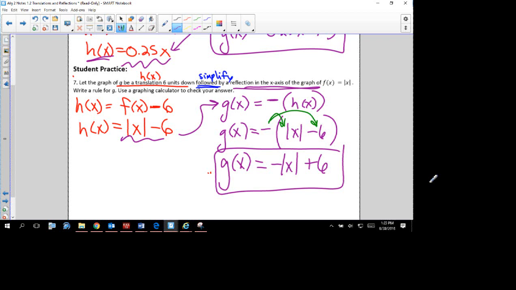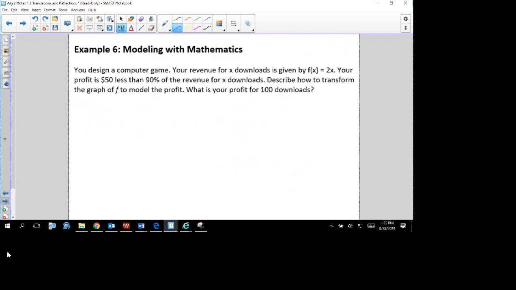Okay, then our very last example is just a real-life example using transformations. You design a computer game, and your revenue for x downloads, that's the number of downloads, is given by f of x equals 2x. Your profit is $50 less than 90% of the revenue for x downloads. So revenue is just all the money that you take in, but profit would be after you pay for whatever expenses you have. Profit's like the money that you get to take home. Revenue is money that comes in, profit you take home.